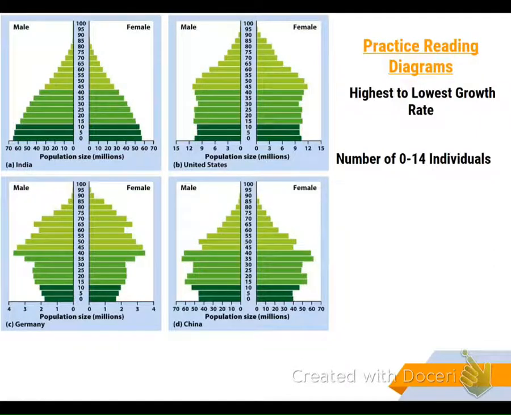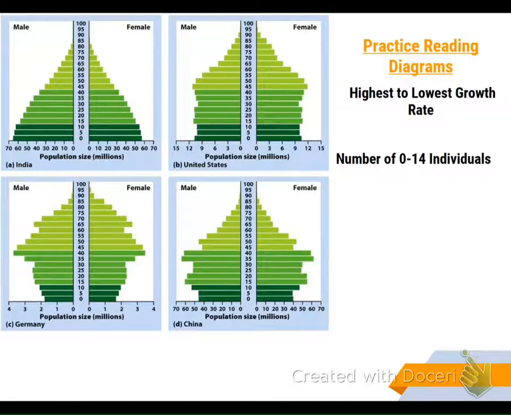So let's practice reading them. Which one of these has the highest growth rate? Yes, it's India. India has the highest growth rate. Then, I would say it'd be the United States, then China, the lower right-hand corner, because it is not as narrow at the bottom as what Germany is. Even though there's a lot more people, it's in relationship to the 18 to 44-year-olds, it's wider at the bottom than the top.